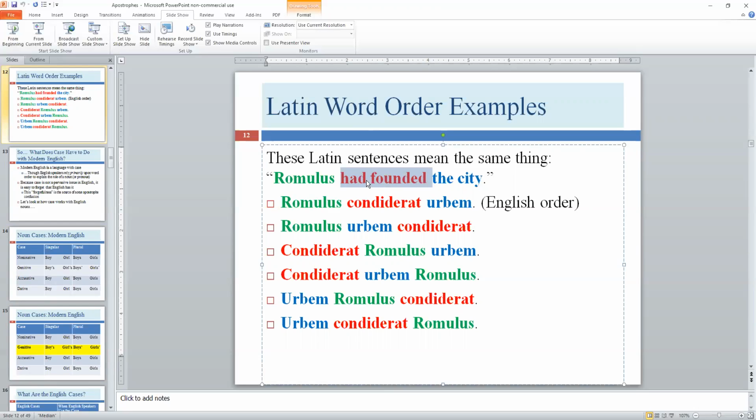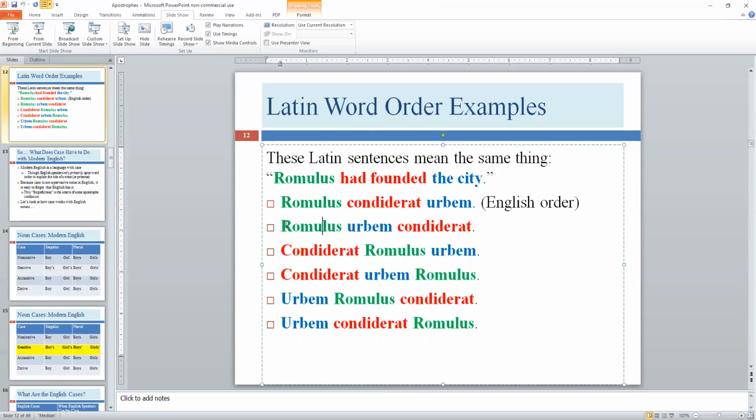The Latin doesn't use two words to create the perfect tenses. And then we have urbem here. Now, Latin does not use noun markers, so there's no way of showing the word the in Latin. But you can see here, all of these other sentences mean exactly the same thing in Latin.